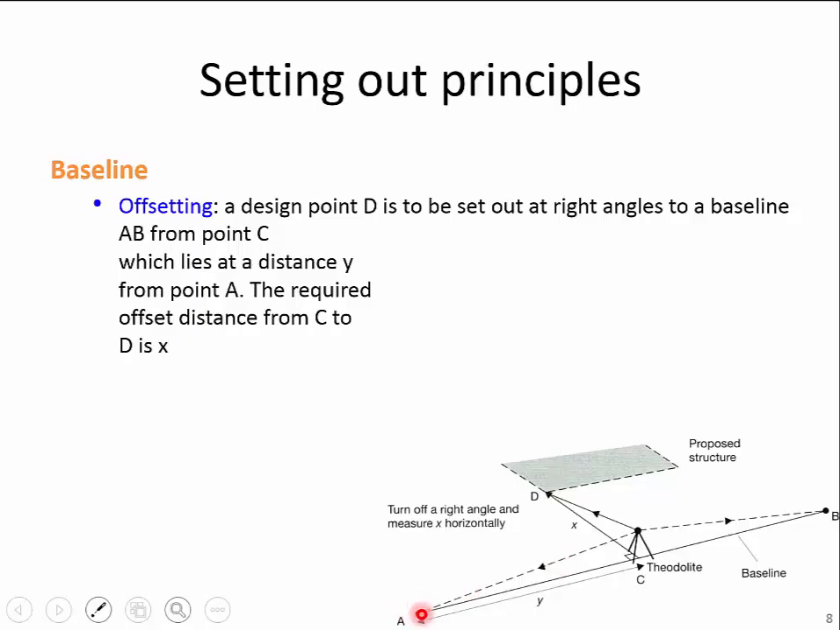What you need for that is the distance from one of those control points along the baseline, and then the offset distance, the perpendicular offset distance from that baseline. So as long as you've got the baseline, you just need those two dimensions, the distance from a control point and the offset distance from the baseline itself. And that allows you to identify the location of that design point. In this case, it's the corner of the proposed building, but it might be the edge of a carriageway.